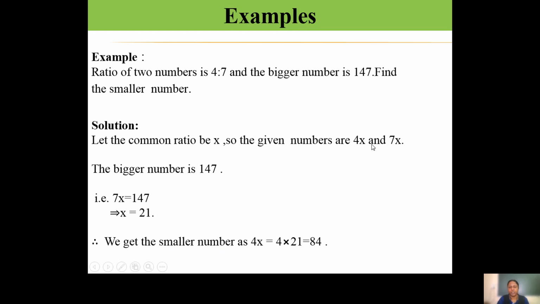So see here, out of these two numbers, 4x and 7x, 7x is the bigger or the greater number, and it is given that the bigger number is 147. So what we will do is equate 7x to 147. Dividing by 7, we will get the value of x as 21. Here the smaller number is 4x and the bigger number is 7x. We have to find the smaller one. So the smaller number is 4x, which is 4 into 21, equal to 84. So we have got the value of the smaller number as 84.